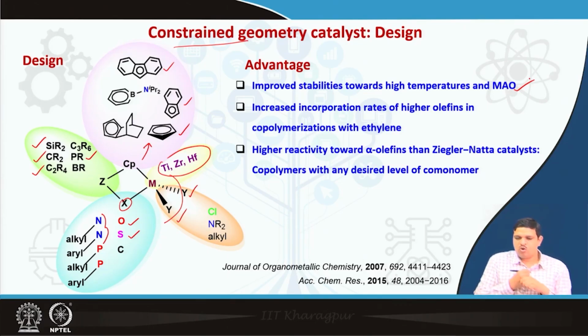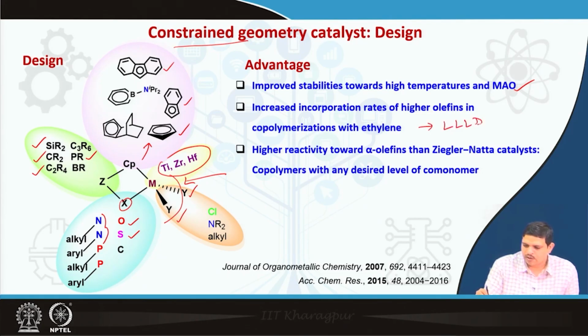Increased incorporation rates of higher olefin in copolymerization with ethylene. So why? Because it is more open, so that means when you do the copolymerization with ethylene using other comonomers, for example hexene, butene, or heptene, then the copolymerization rate will be much better, and you will get the LLDPE polymer.